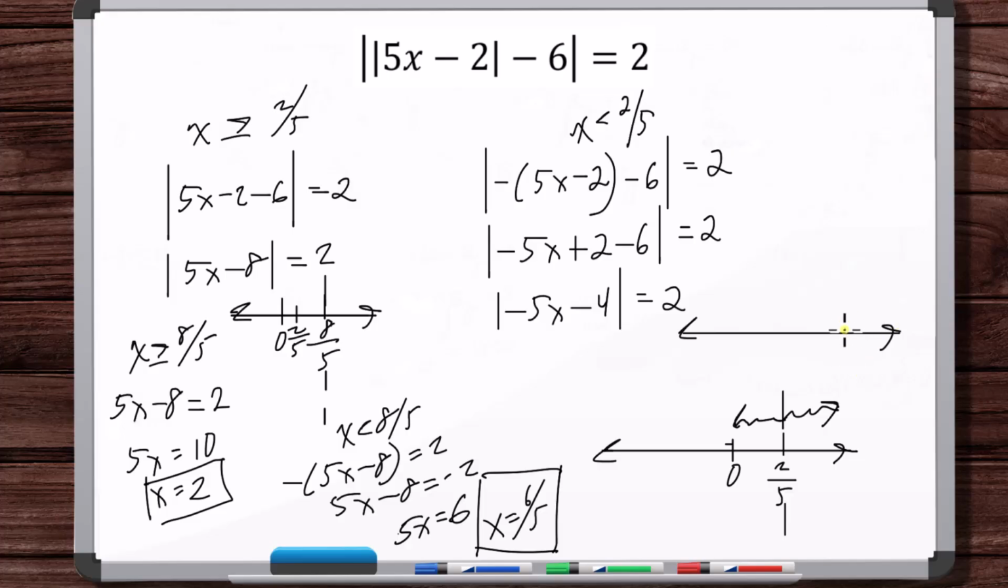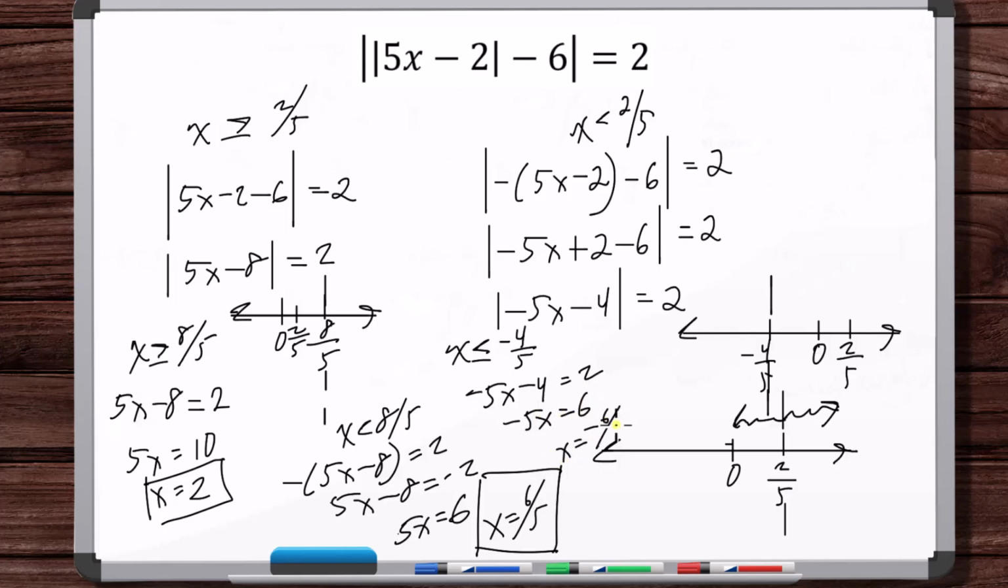So, we've got 0 minus 4/5, the boundary for this absolute value equation, and then we've got positive 2/5 here. So we're going to need to consider this region and this region. When x is less than or equal to minus 4/5, minus 5x minus 4 is positive or 0. So minus 5x minus 4 is equal to 2, minus 5x is equal to 6, x is equal to minus 6/5. That is less than or equal to minus 4/5, also less than 2/5. So this is a solution.